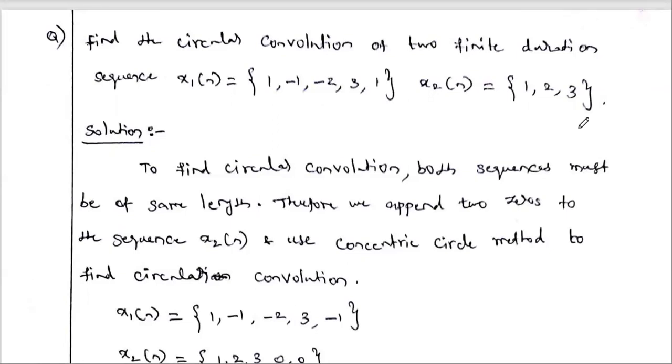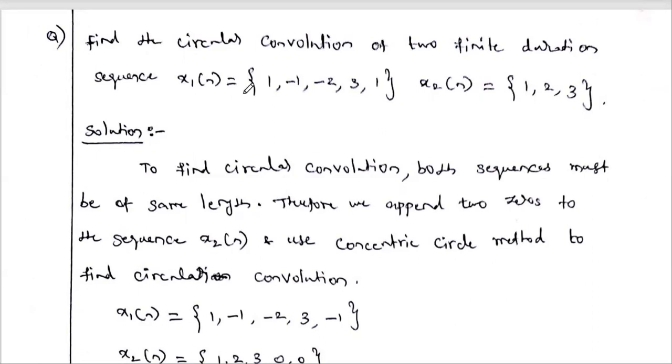But in the process of linear convolution, there is no need for that; the first sequence and second sequence may have different lengths. The first sequence may have a length of 4, the second sequence may have a length of 3, 2, 1, etc. But in order to perform the circular convolution process, it is compulsory that both sequences have the same length. It is one constraint in the circular convolution process.